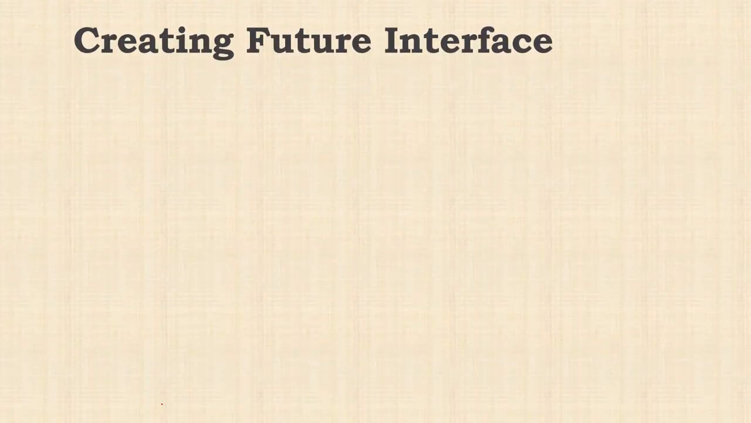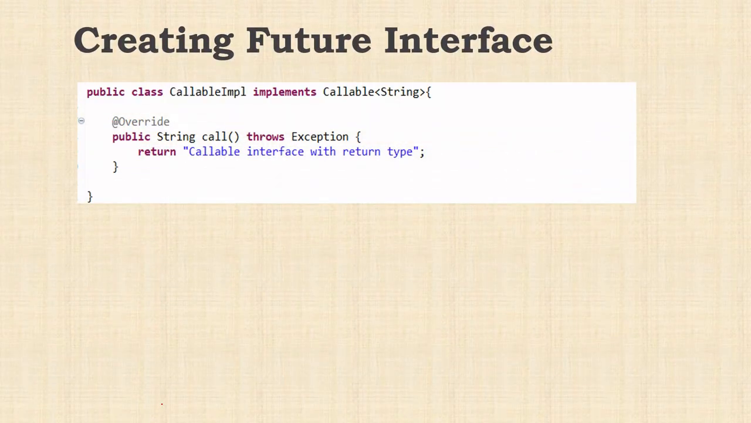So how can we create a future interface? We will see that now. Try to understand this code. It is very easy code. I have implemented one callable interface to make a custom thread class, and the type is String here. We have the call method, which simply returns one string.